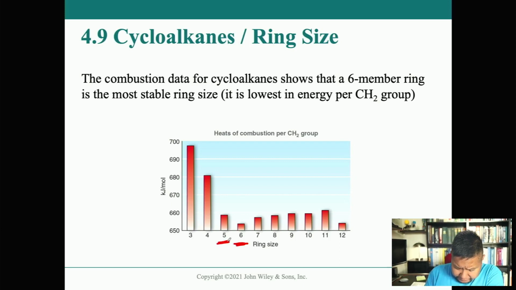And again, cyclopentane is pretty low as well, but definitely the ring size of 6 carbons is the most stable. The lower the heat of combustion, the more stable it is.